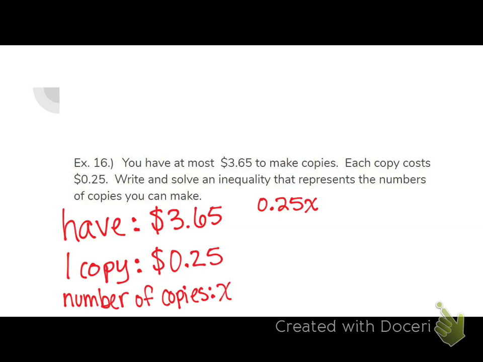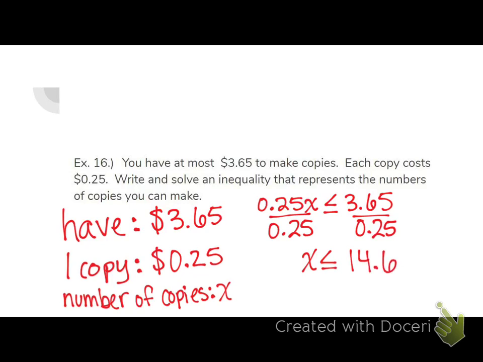How does that need to compare to my money in my bank account? Very good. Less than or equal to. I cannot overdraft on my account to make some copies. So I need to spend less than or equal to 3.65. Divide by what? The 0.25. Now again, this is not going to come out nice. So what did we get initially for x, Liam? 14.6. Now on this one, be careful how you round it.